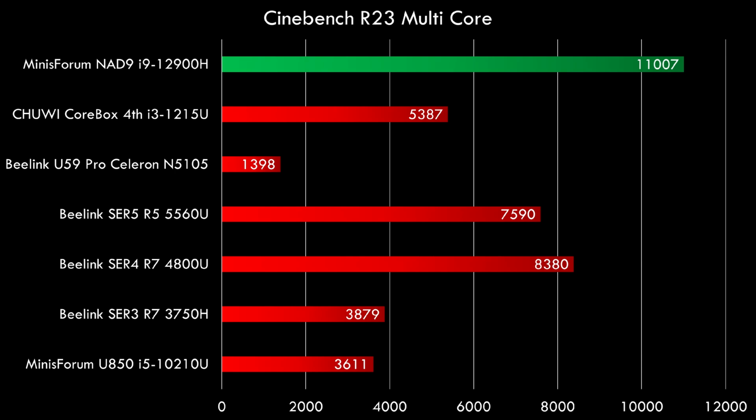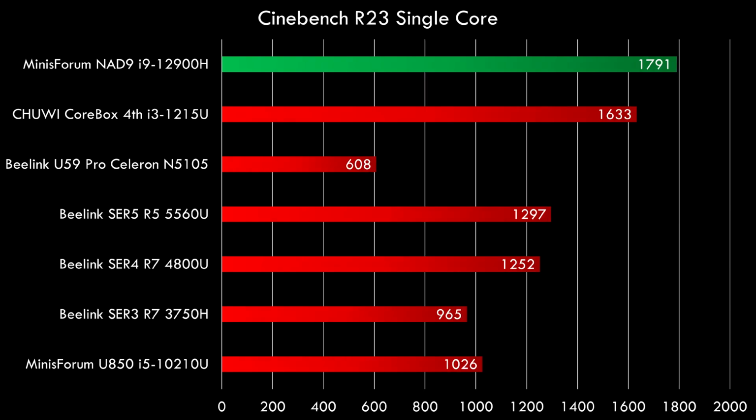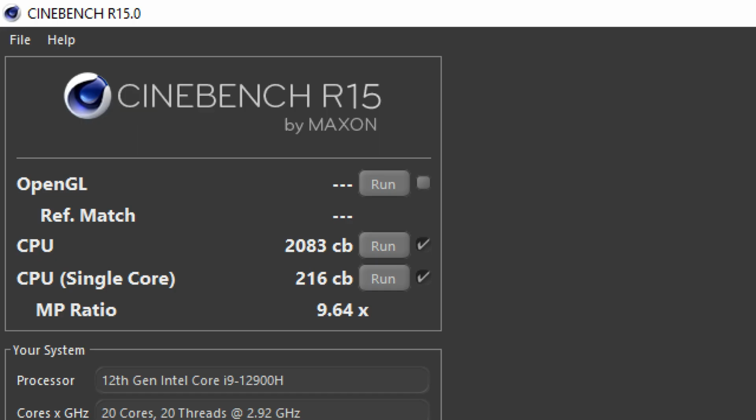Here we have the results for Cinebench R23 in the multi-core test, and with 11,007, this is the best result we've seen from a mini PC so far. Also in the single core test, we're getting 1,791 points. For reference, here we have Cinebench R15, 2,083 for the multi and 216 for the single thread test.